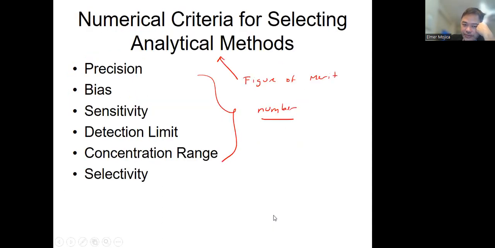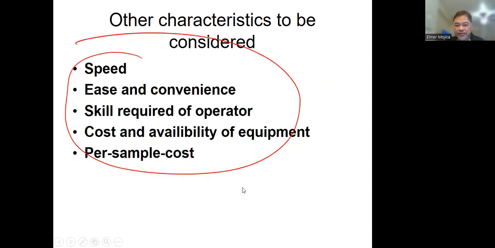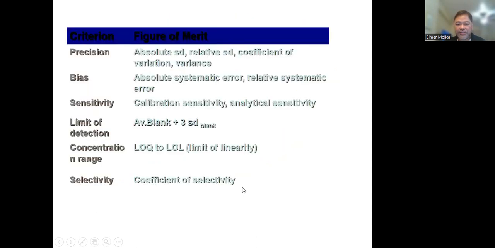Okay, so whenever you look at precision, bias, sensitivity, detection limit, concentration range, selectivity, there's a number that follows it. Okay, so if we're going to look at the precision, although I'll discuss it in detail, you look at the standard deviation, absolute, relative, coefficient of variation, variance. You covered this in 32, right?